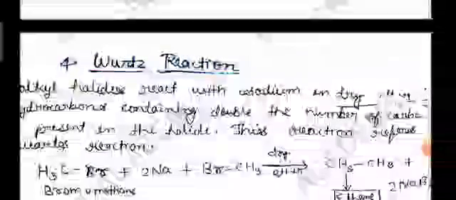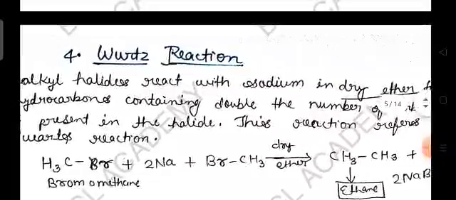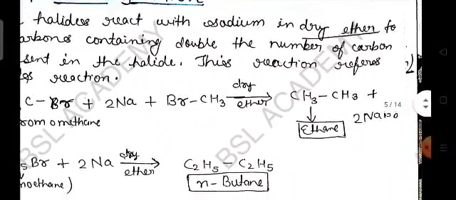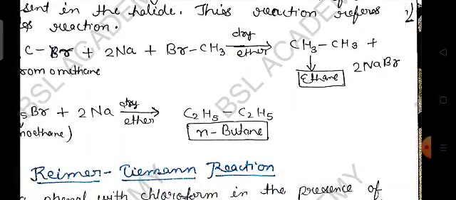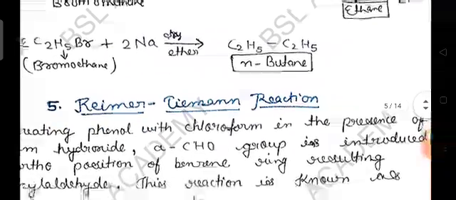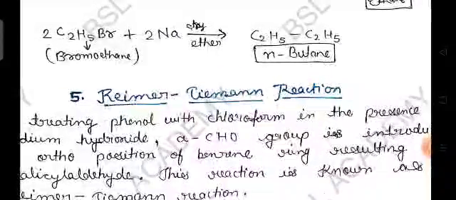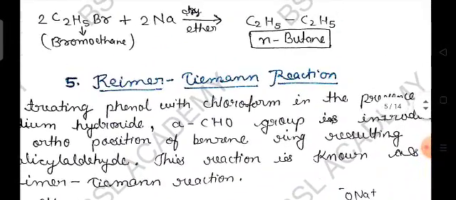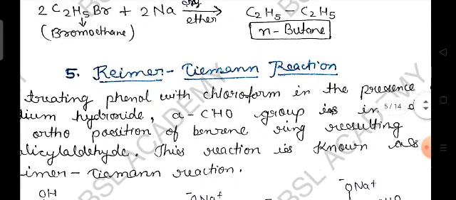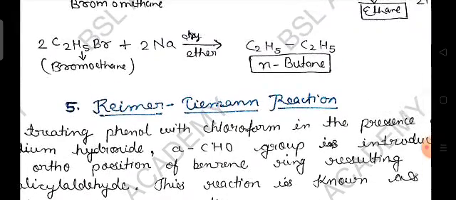So as the statement says, it will provide you double the number of carbon atoms. Here you can see CH3CH3, which is ethane. We have used methyl bromide here and here we have got ethane plus 2NaBr. Similarly, C2H5Br plus 2Na in the presence of dry ether gives C2H5-C2H5, which is n-butane. So again double the number of carbon atoms. Here only 2 atoms of carbon and here you can see 4 atoms of carbon.